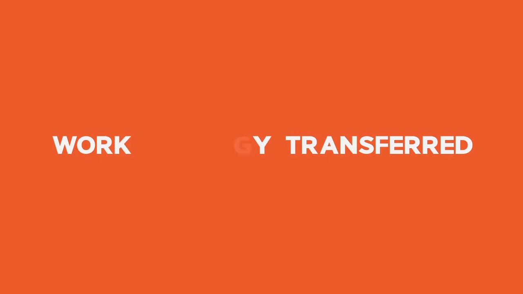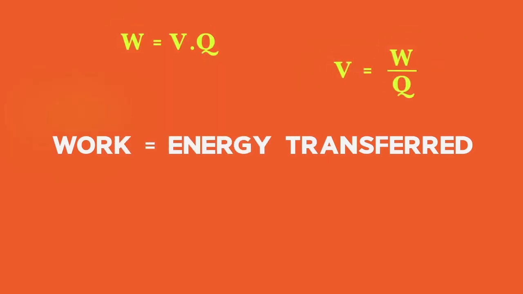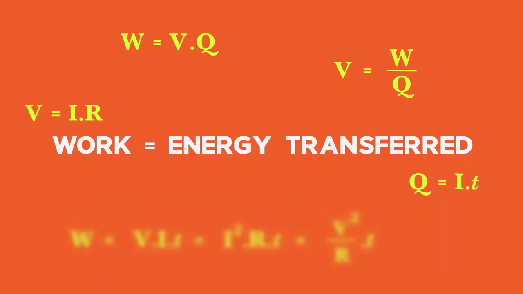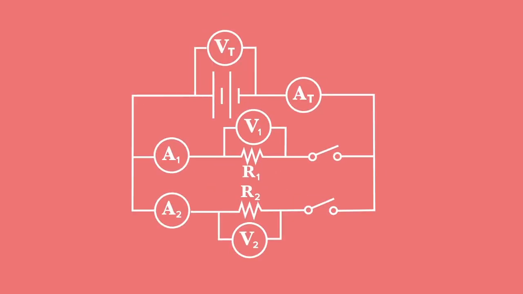Since work and energy are equivalent, the amount of work done by the charges is equal to the energy transferred to the circuit component before it is transformed into other types of energy, for example, heat and light energy. A voltmeter measures the potential difference across components of a circuit. The voltmeter is connected in parallel as it has a high resistance.